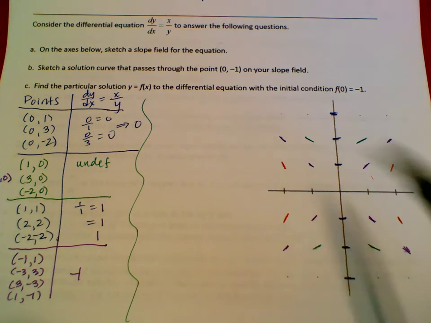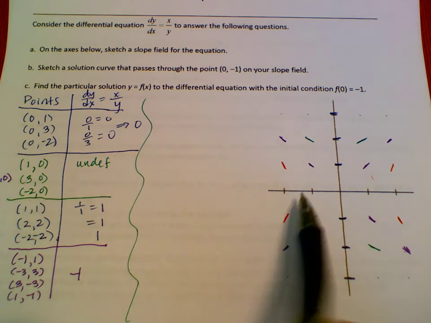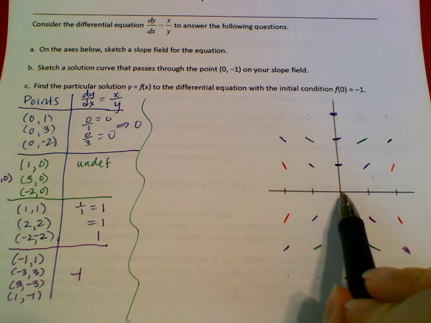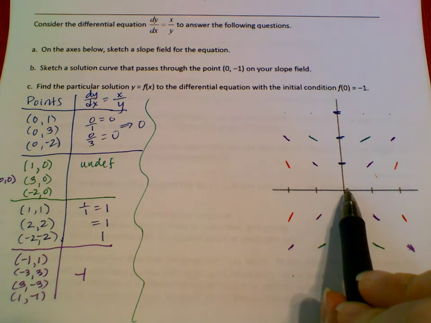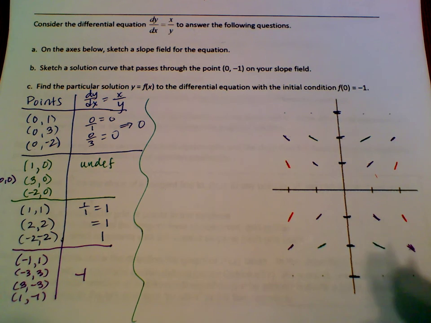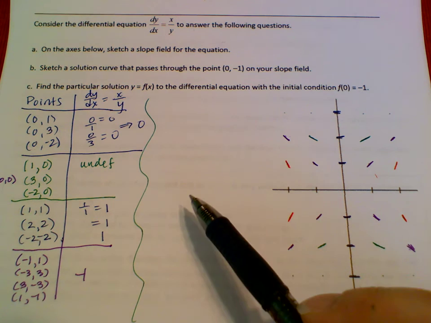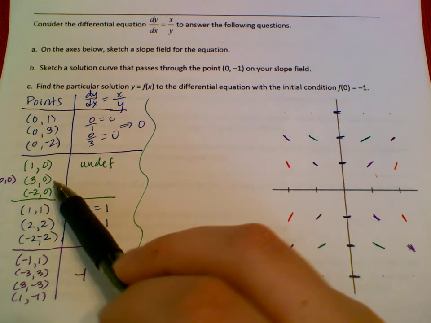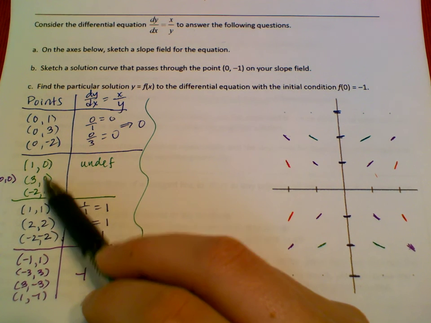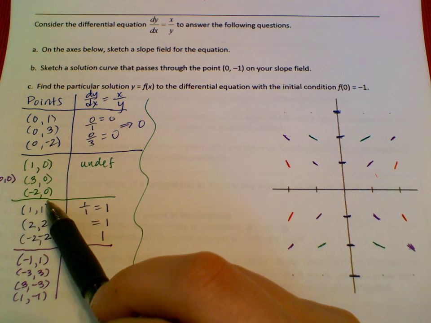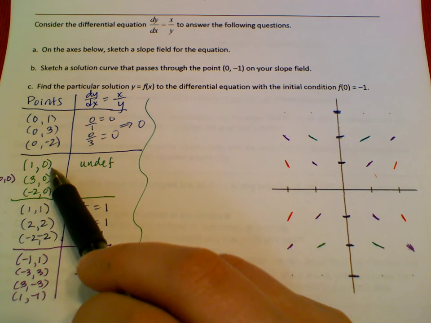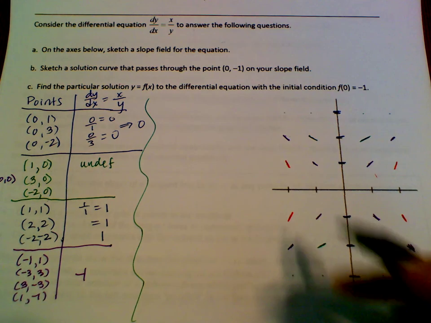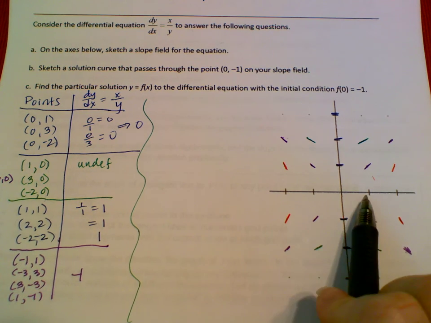So then I went to all the places where the x value is 0, and I drew a slope of 0, except at the origin, because 0 over 0 is undefined. Then I thought about, when is the slope going to be undefined? Well, anytime y is 0. So if it's undefined, that means we shouldn't be drawing in anything. So whenever y is 0, there should be no slope. So you can see I just left it blank.